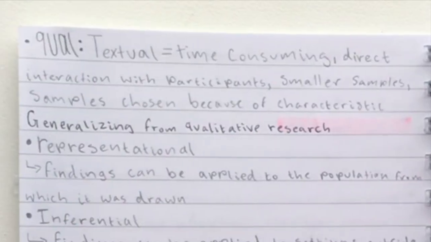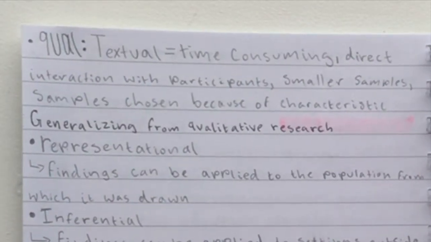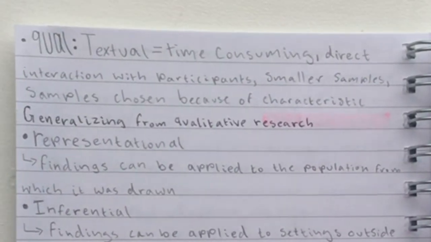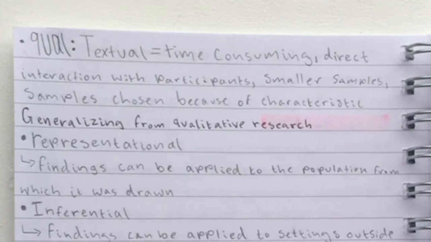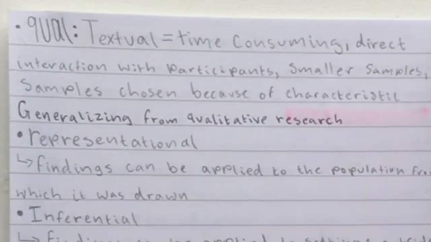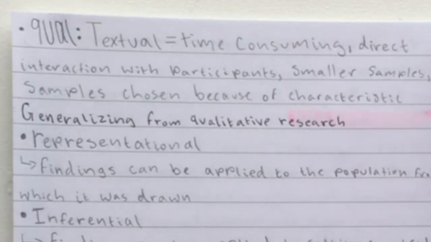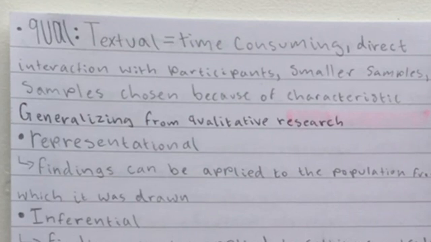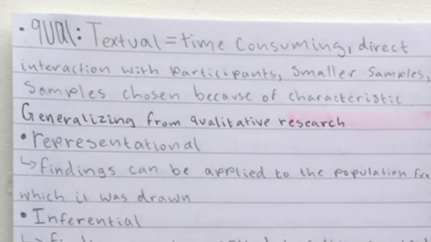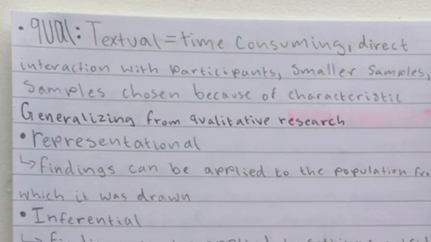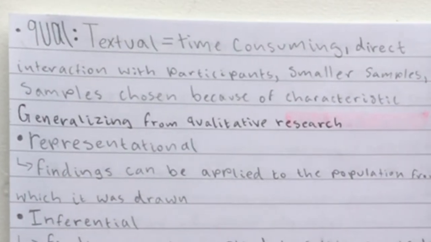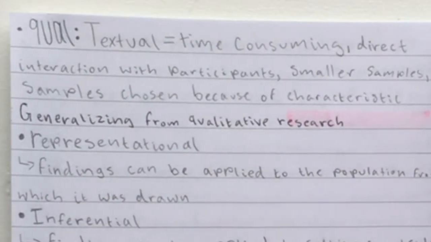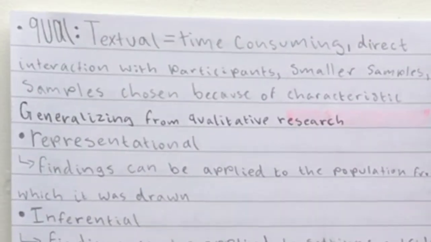And in qualitative data, you get textual data, you get text, manuscripts, transcripts, stuff like that, and it's very time consuming. When you gather the data, you have a direct interaction with participants, you have smaller samples, mostly due to the fact that it's so time consuming, and samples are chosen because of a characteristic, not because they statistically represent the population.